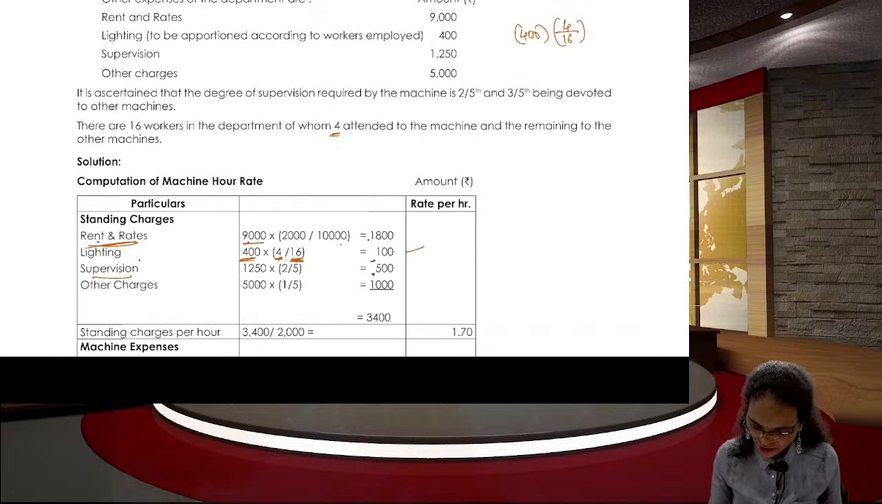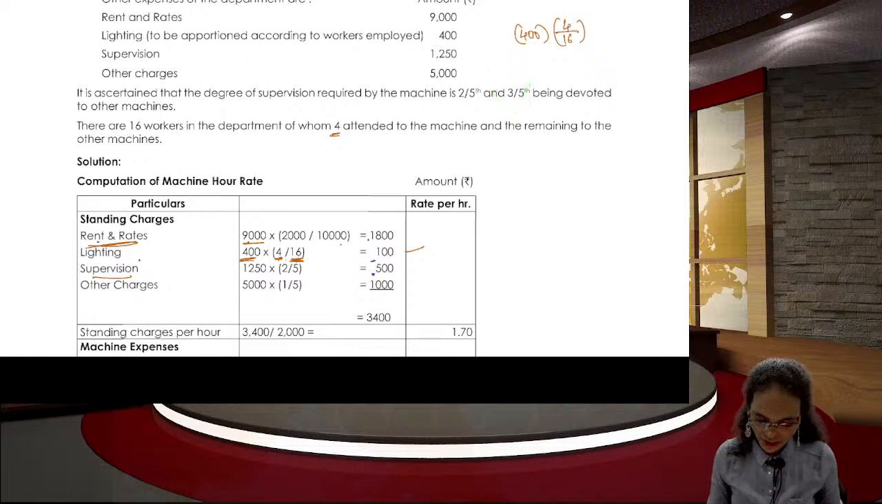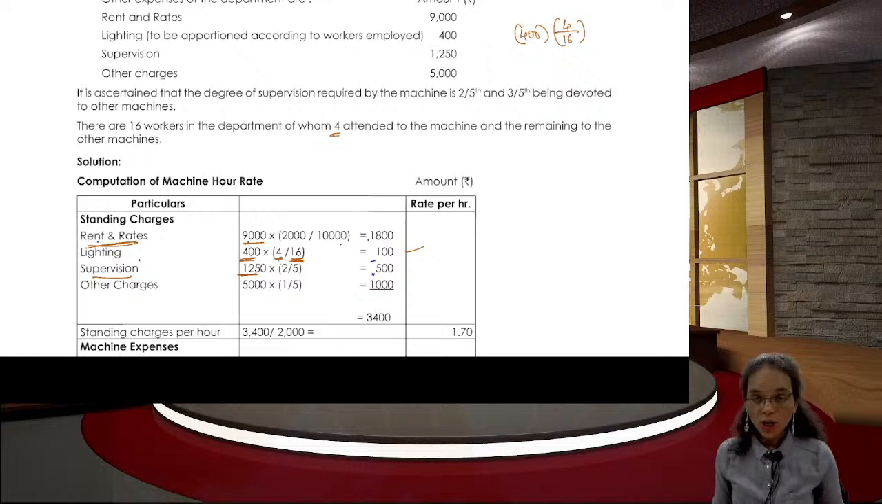Supervision is required by the machine: 2/5 to this machine and 3/5 to the other machine. What is the supervision charge? 1,250. So 2/5 only belongs to this machine. So 1,250 into 2/5 is this supervision charge.